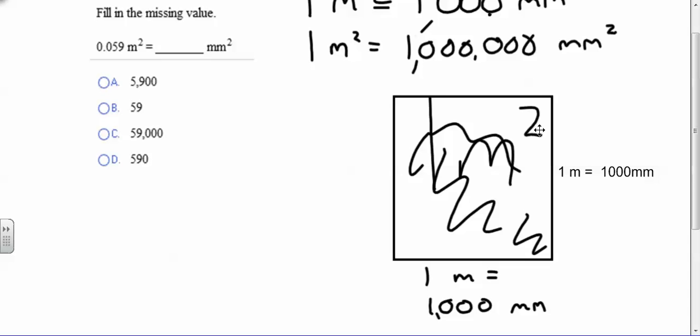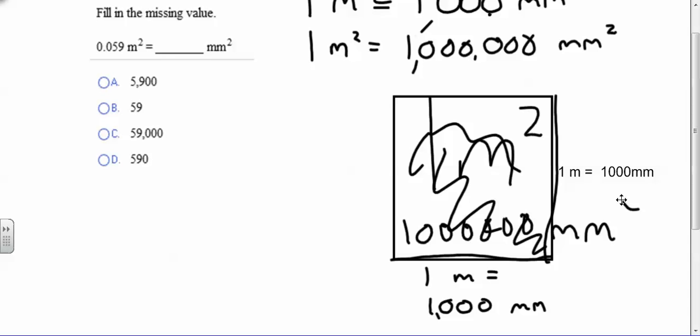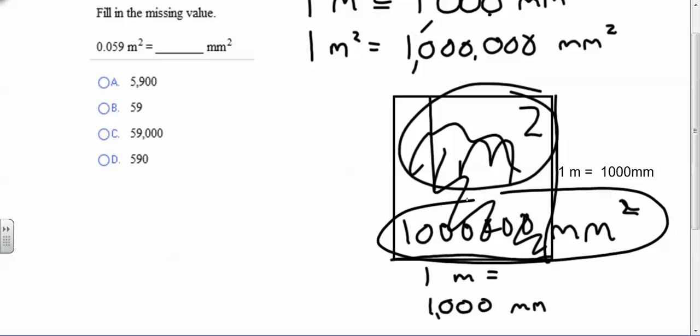But if you multiplied the millimeters, you'd have 1,000 millimeters for the width and 1,000 millimeters for the length, and you would get 1,000,000 square millimeters. So 1 square meter, a meter by a meter, is the same as 1,000,000 square millimeters, because obviously they're much smaller. Now we need to use this conversion when we convert from square meters to square millimeters.